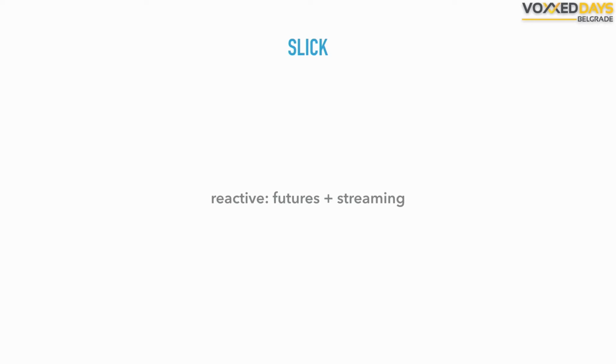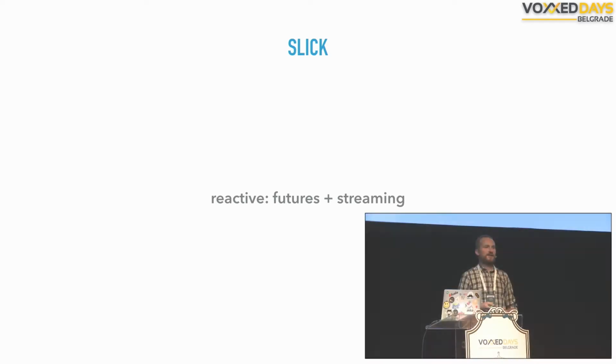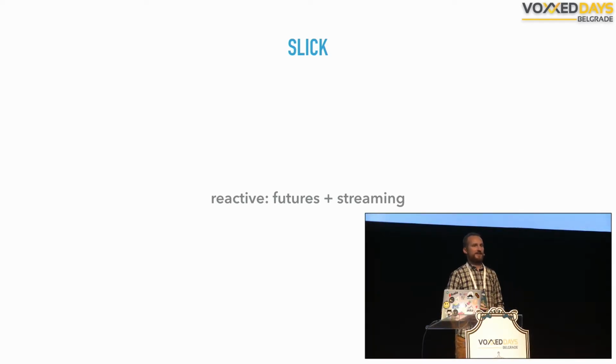Slick also supports something called reactive streams. Reactive streams is basically an initiative, or an API, for processing data asynchronously, not reading everything at once, but processing a stream of data step by step. And Slick also exposes an API that is compatible with reactive streams.